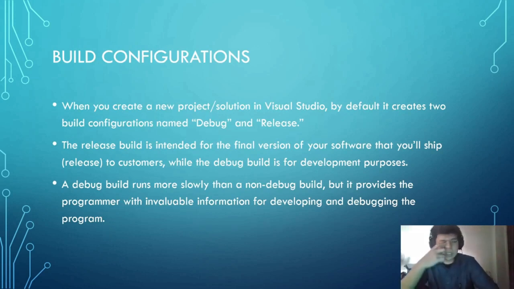Then build configurations. When you create a new project in Visual Studio, there will be two build configurations named debug and release. Debug is when you want to use a build for testing purposes, while release is for the final version of your program.